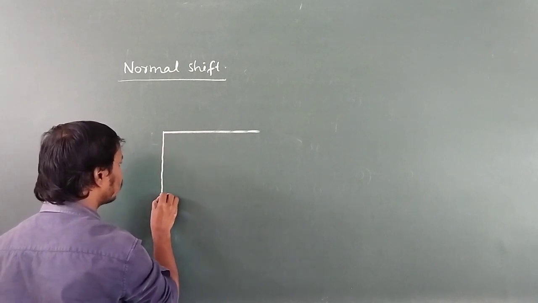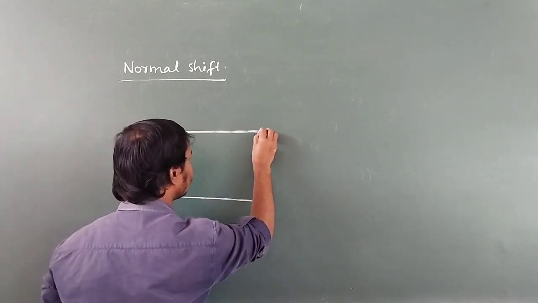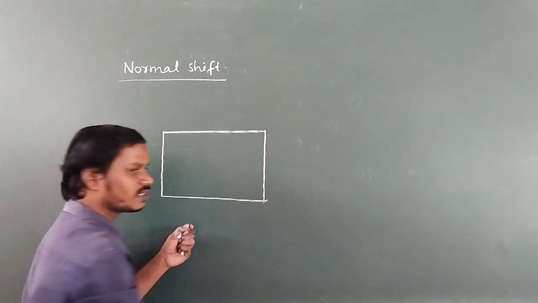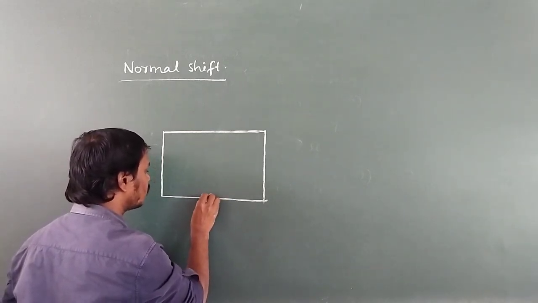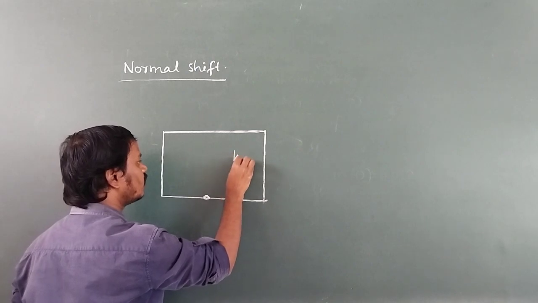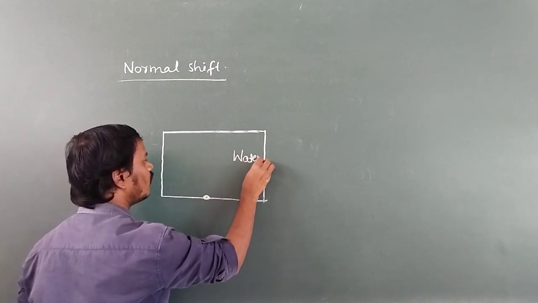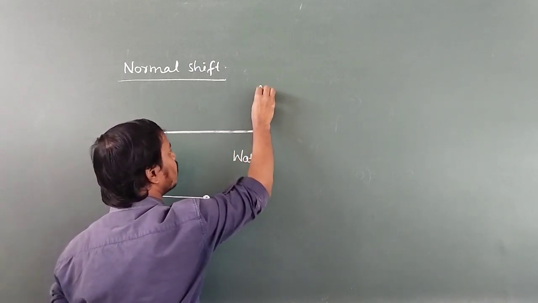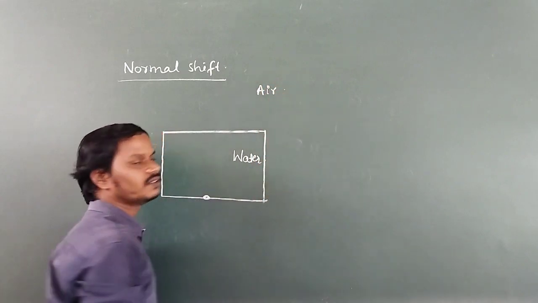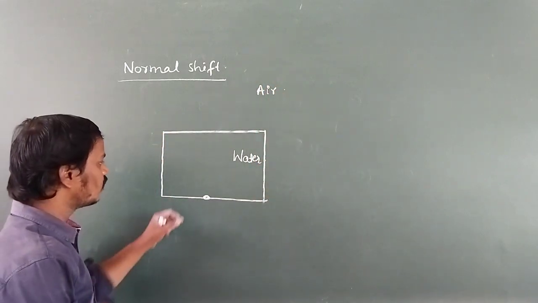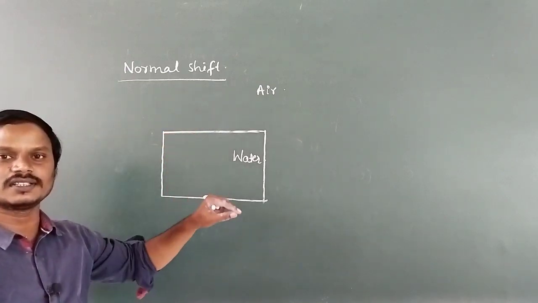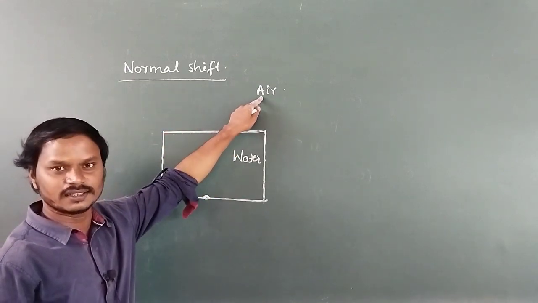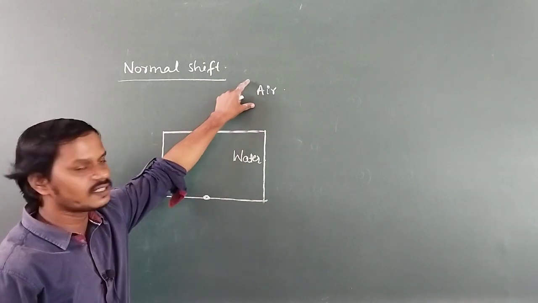This is a tank and there is an object which is placed inside the tank at the bottom. This is an object. Now this tank contains water and the surrounding medium is air. This is air medium. Then the light is traveling from which medium to which medium? That is from denser to rarer, means water to air. Water is denser, air is rarer.